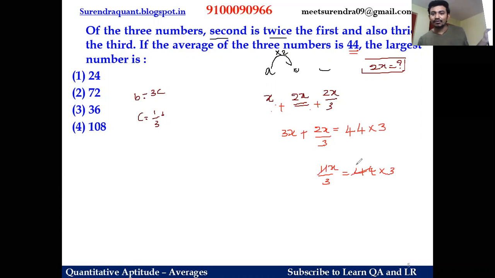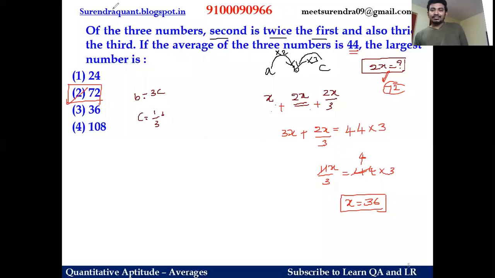So 11 goes 4 times in 44. x equals 4 into 3, 12. Cross multiply: 3 times 12 is 36. So we got x as 36, right? But the largest number is what, friends? The largest number is 2x, so 2 times 36, 72 is the number you are looking for. So please be careful what he is asking. Sometimes in a hurry, we may tick mark x is 36, but please be careful.